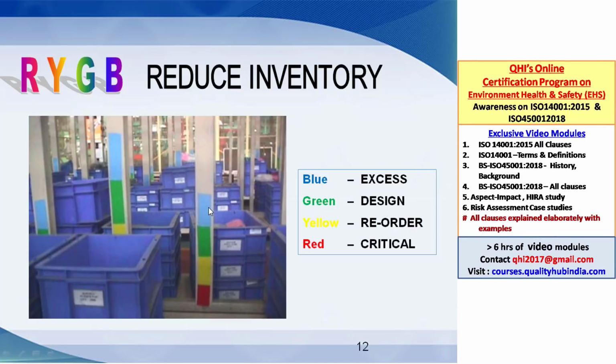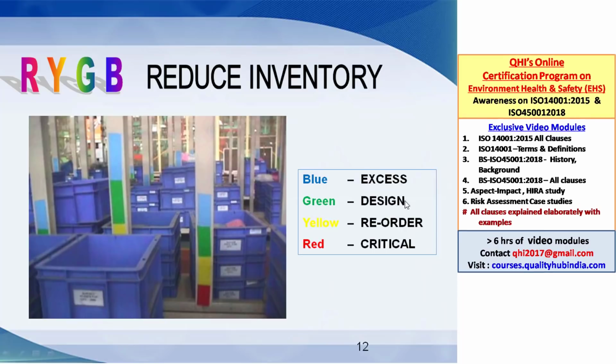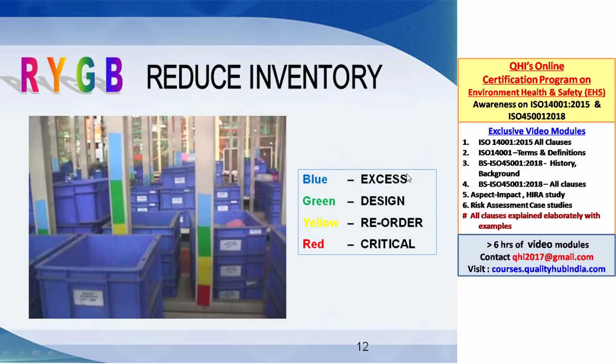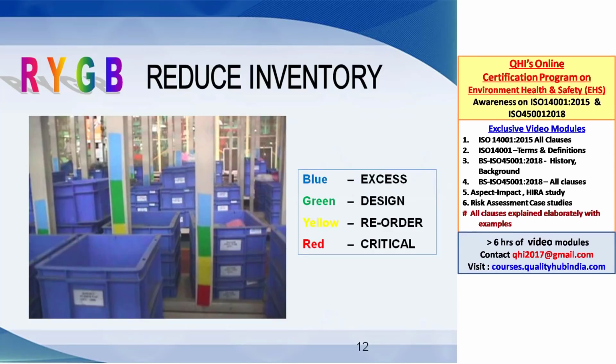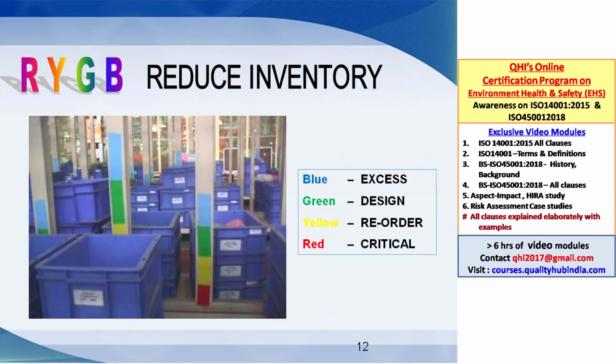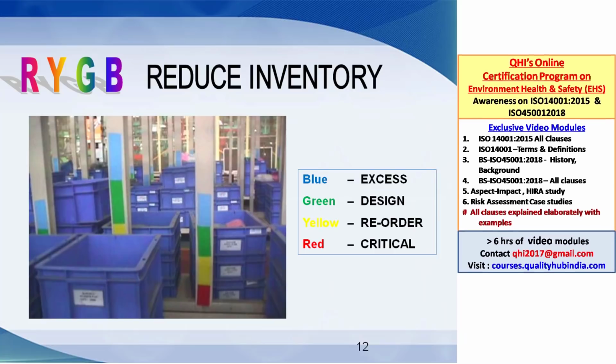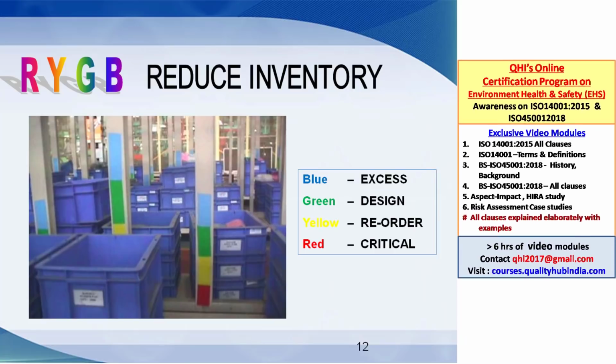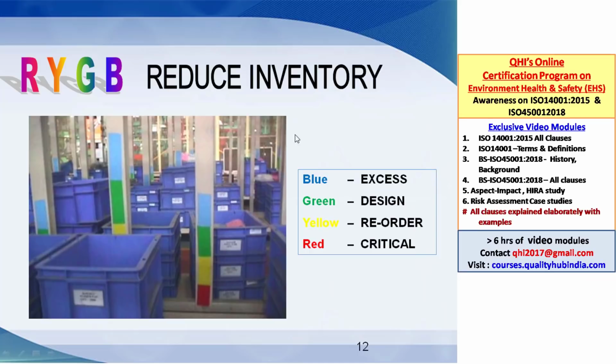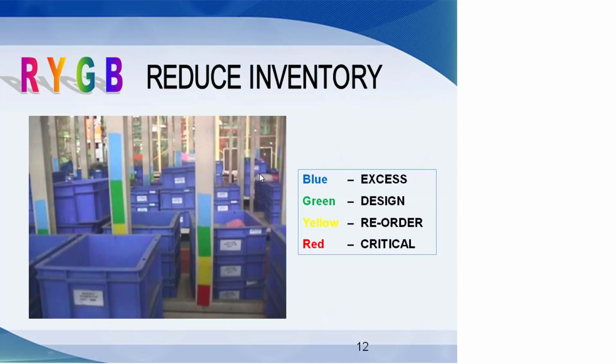And when the inventory goes to the blue zone, that means we have an excess amount of inventory. And as we know, excess inventory means your money is blocked. And these days, there are many good companies struggling because of working capital. And in most cases, working capital is blocked through a huge amount of inventory.